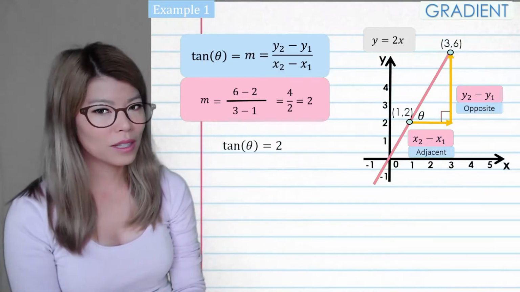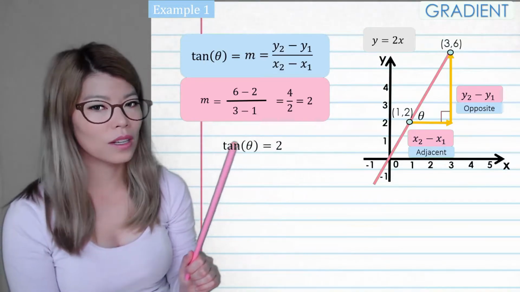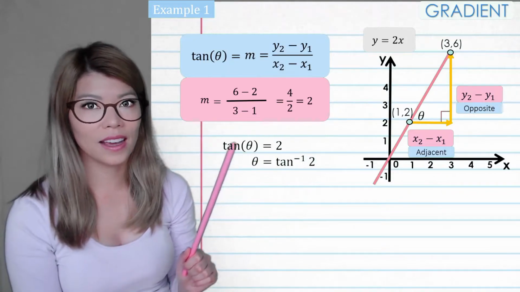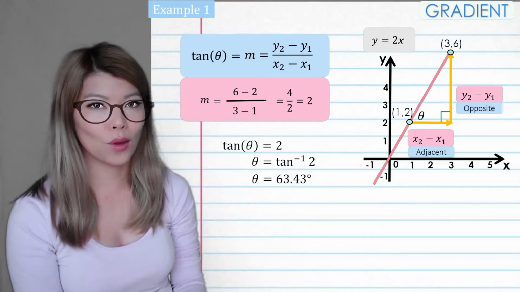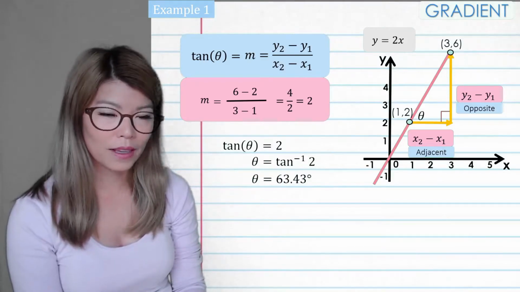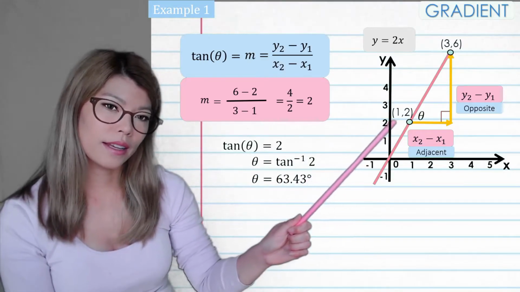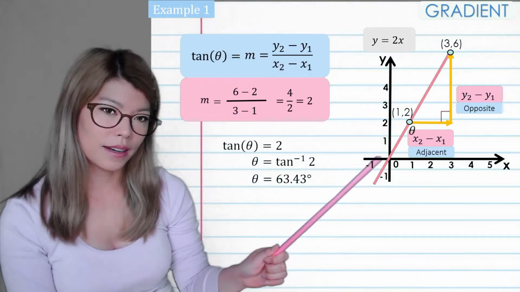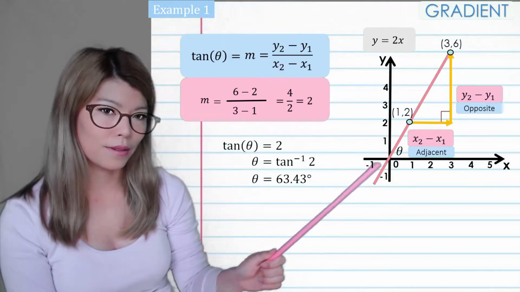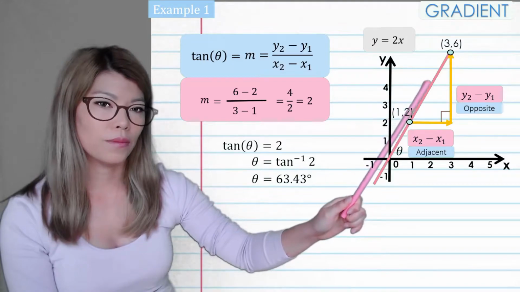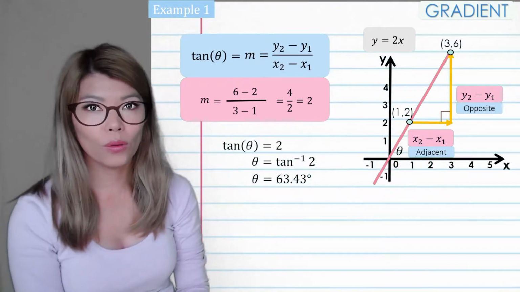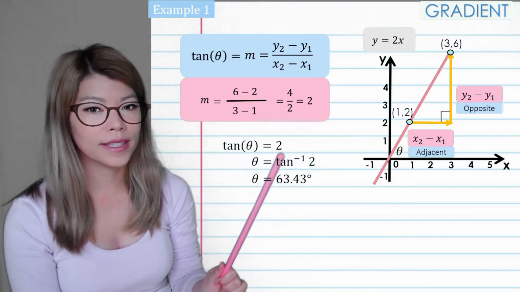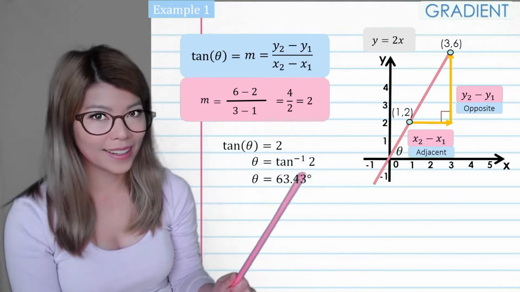So we can use that, our gradient being 2, to find what theta is. So theta equals tan inverse 2, which is 63.43 degrees. So we notice that if we move the angle down here, it is the same angle. Or in other words, to find the angle between the line and the positive x-axis, all we have to do is to find the tan inverse of the gradient.